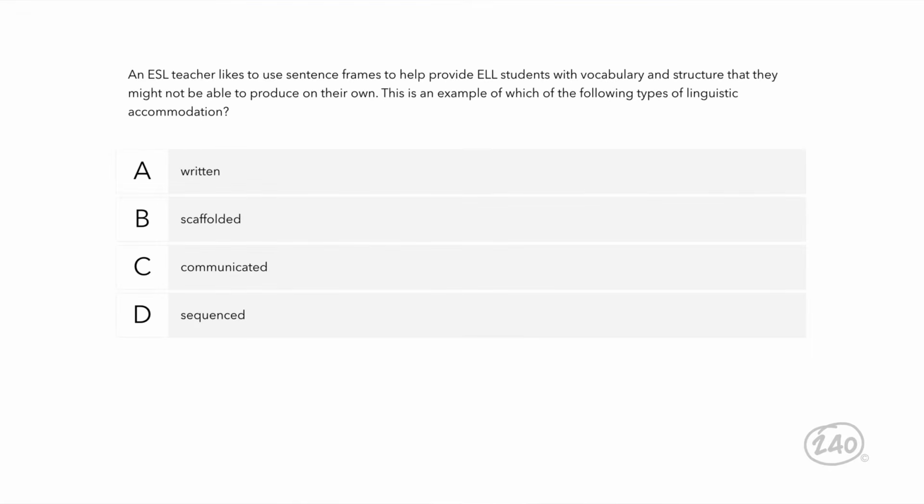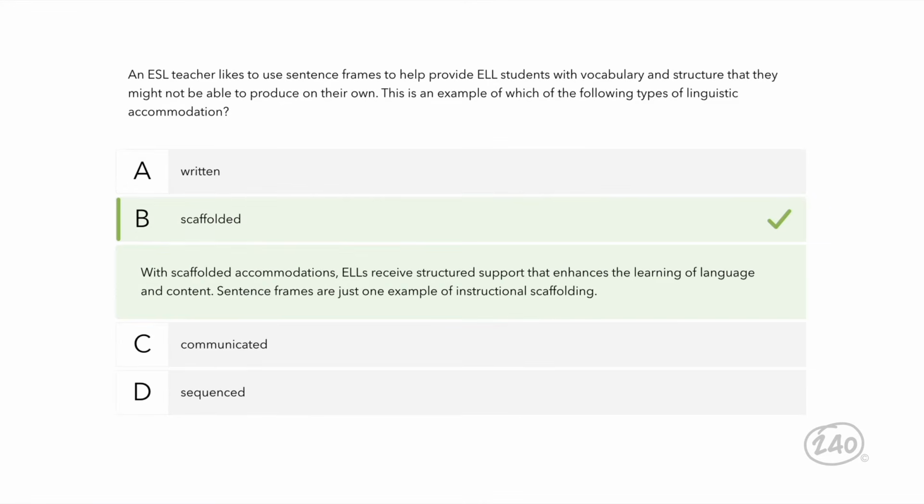Now, let's look at some questions from Domain 2. Remember, this is the biggest one. An ESL teacher likes to use sentence frames to help provide ELL students with vocabulary and structure that they might not be able to produce on their own. This is an example of which of the following types of linguistic accommodation: written, scaffolded, communicated, sequenced? The correct answer is scaffolded. With scaffolded accommodations, ELLs receive structured support that enhances the learning of language and content. Sentence frames are just one example of instructional scaffolding.